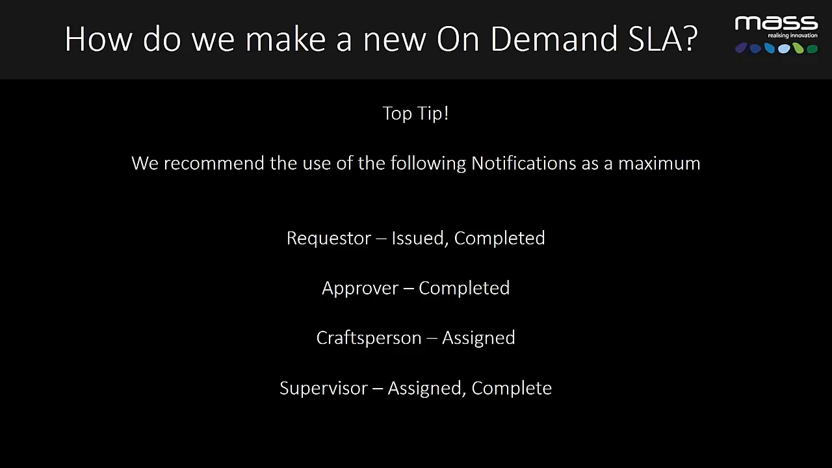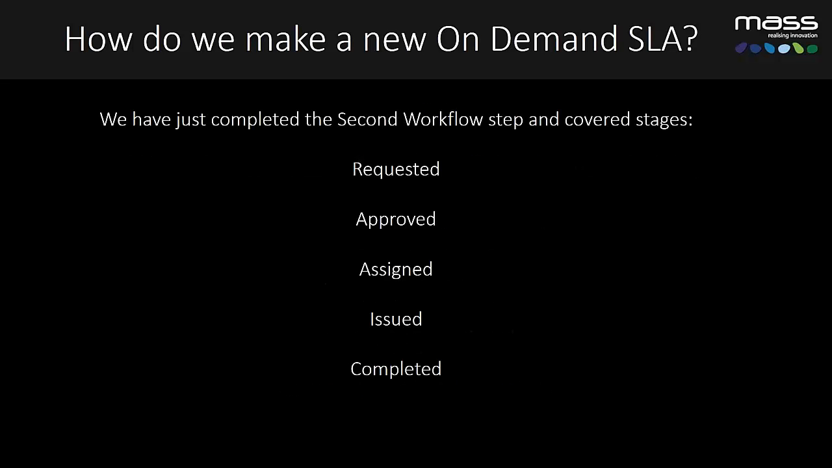For the requester, we recommend notifying them once the job has been issued and again once it's complete, the approver once it's been completed, the craftsperson when it's been assigned, and the supervisor when it's been assigned and complete. We have just covered the second workflow step and covered the stages requested, approved, assigned, issued, and completed.